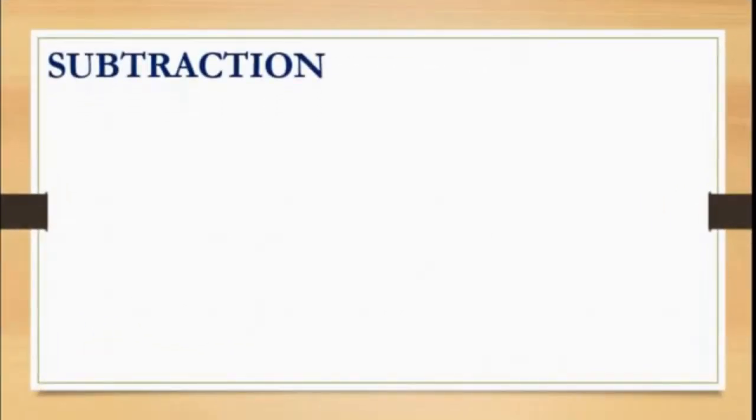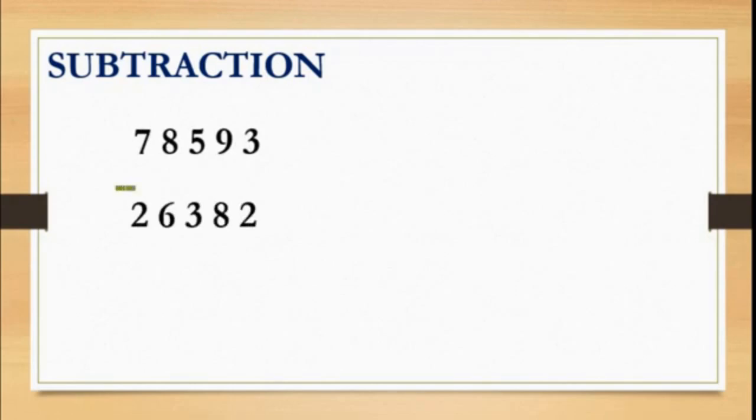Yes, students, I hope you understood about the addition clearly. Now we will move to subtraction. Here a number is there. We have to subtract the below number from the above number. Very easy it is. 3 minus 2, 1. 9 minus 8, 1. 5 minus 3, 2. 8 minus 6, 2. 7 minus 2 is 5.